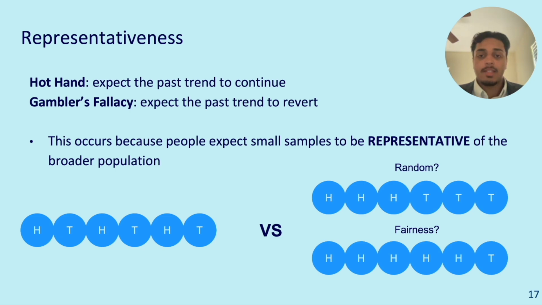A sequence such as heads, tails, heads, tails, heads, tails is expected to be more likely than a sequence such as heads, heads, heads, tails, tails, tails, which isn't perceived as random, or a sequence such as heads, heads, heads, heads, heads, tails, which isn't representative of the fairness of the coin.